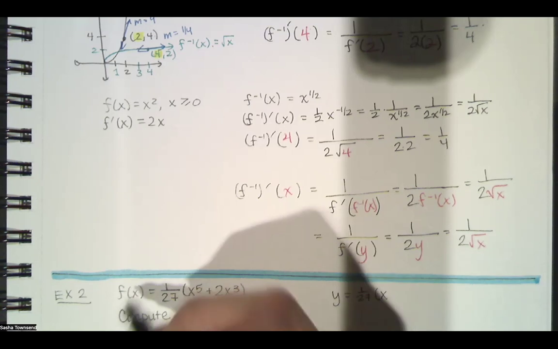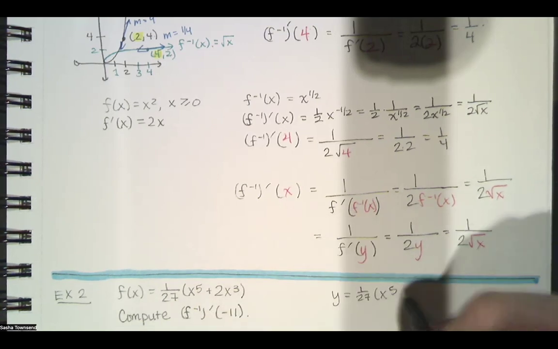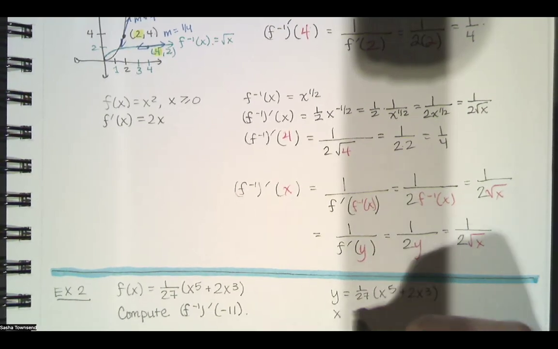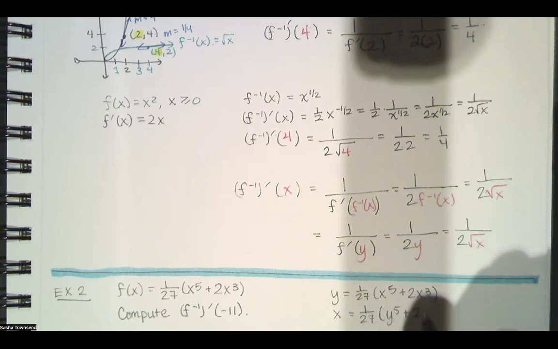Or excuse me, that's my y, and then of course I've got my x's over there. Sorry, what I just said didn't actually make any sense. If I switch the roles of x and y, I get this: x equals 1 divided by 27 times y to the 5th plus 2y cubed.